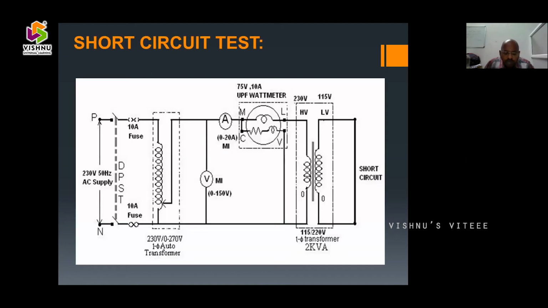This test is also performed similar to the open circuit test, but the main difference is that the short circuit test is conducted on the high voltage side, and the LV side is short circuited, as shown clearly in the circuit diagram. Here this is the main circuit transformer, a 230 by 115 volts single phase 2 kVA transformer. The HV side is 0 to 230 volts and the LV side is 0 to 115 volts.